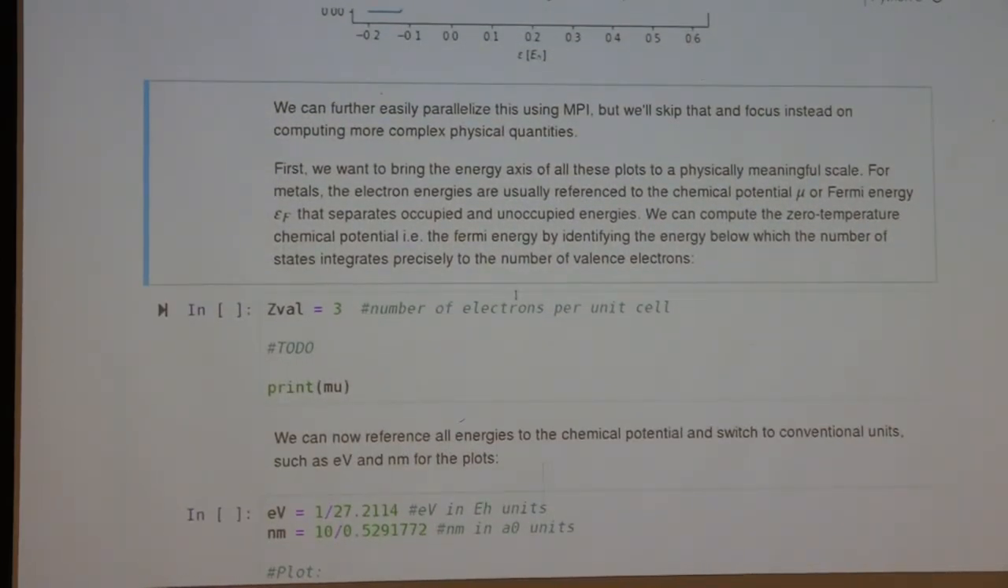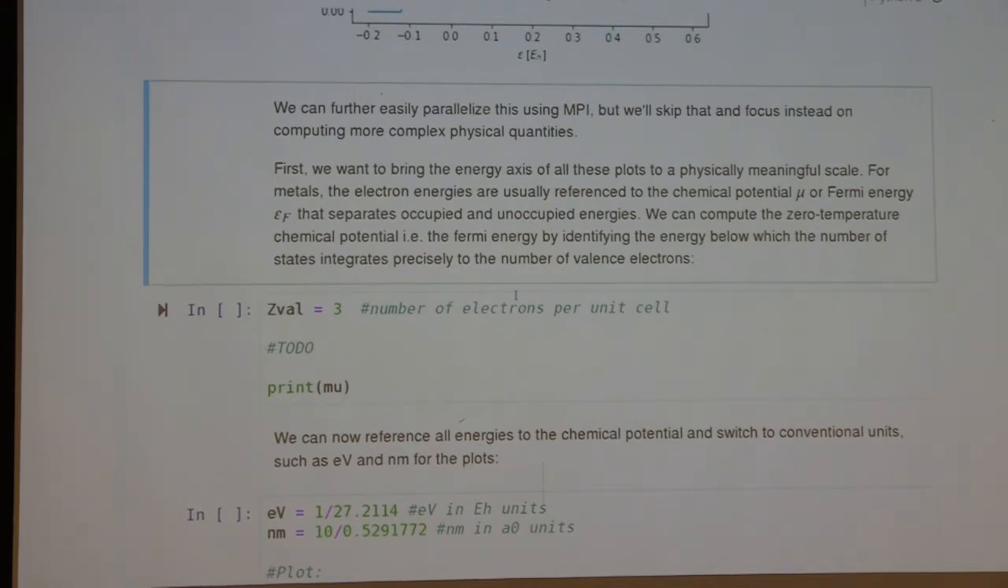Effectively the idea is the Fermi level or the chemical potential is controlling the number of electrons. And for aluminum, we know that we have 3 electrons per unit cell. So what we are going to do is figure out at what point I should set my Fermi level such that the number of electrons below that integrates to exactly 3.